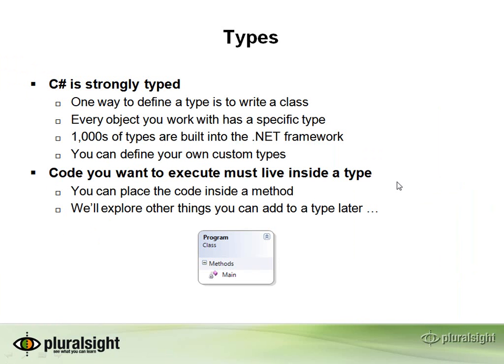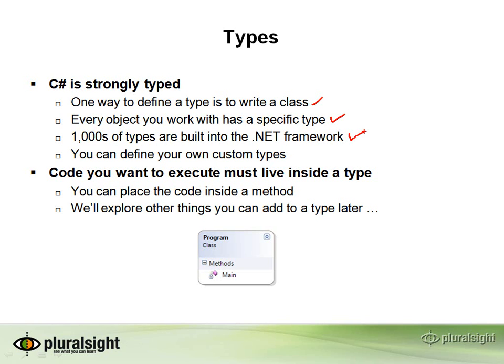You can define your own types using C#. In fact, when we wrote our class program, that was defining a new type. The type's name is program. Everything that you work with from C#, every object that you touch, anything that you assign or declare as a variable is going to have a specific type. There are thousands and thousands of types already built into the .NET framework. We'll see what a few of those are in just a bit.